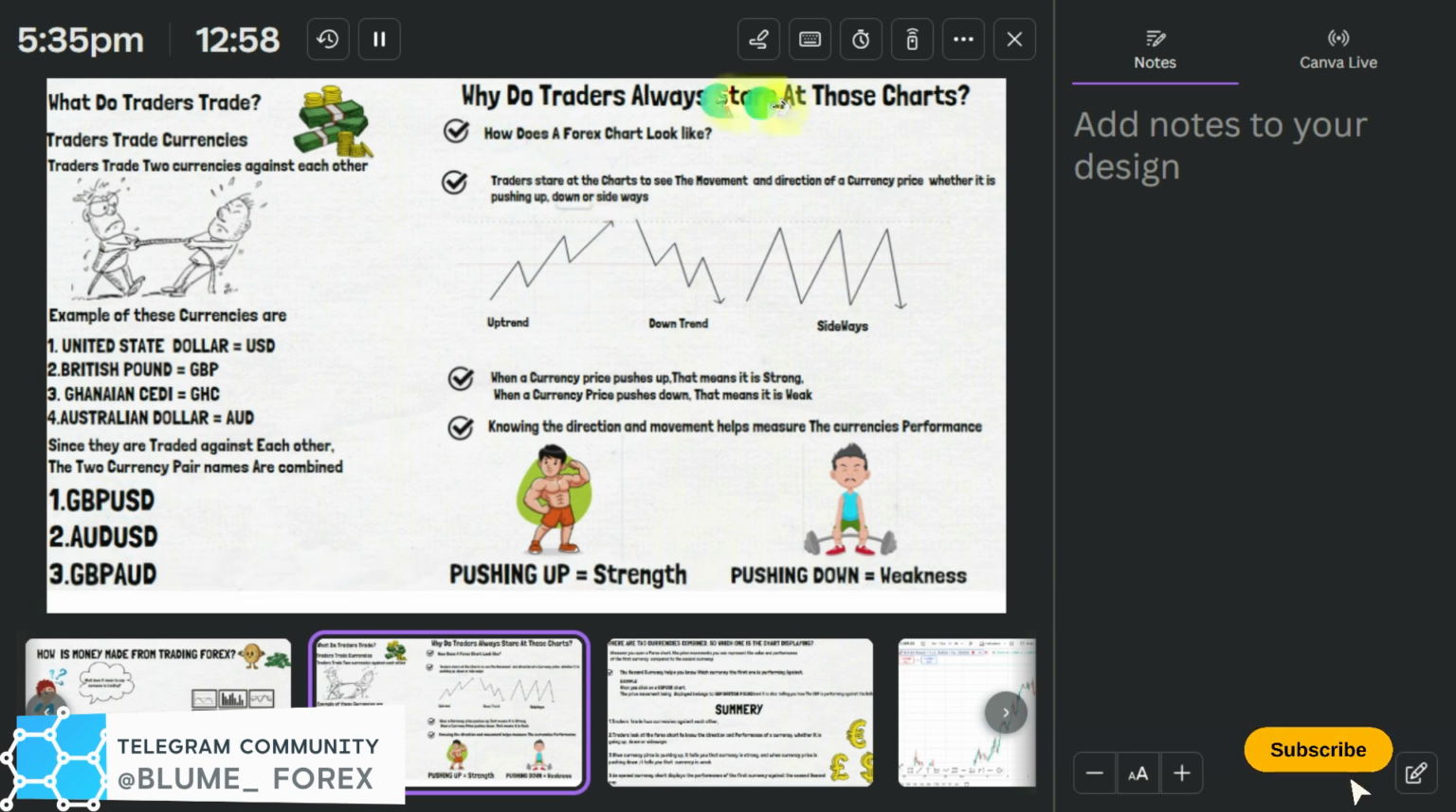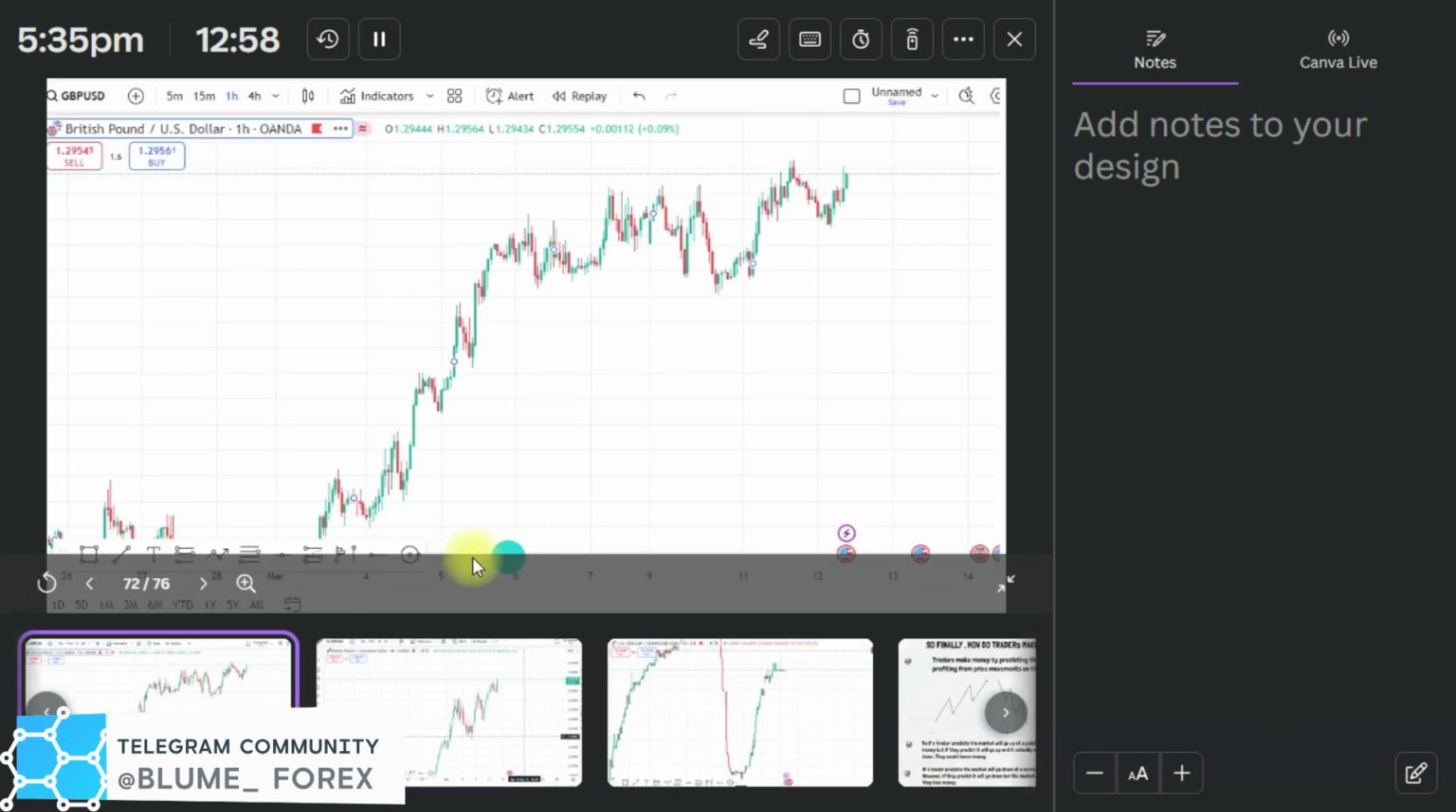Why do traders always stare at those charts, right? And how does a forex chart look like? Probably some of you haven't seen a forex chart, but I'm sure most of you have, because forex is really exposed on the internet. So this is how a typical forex chart looks like.